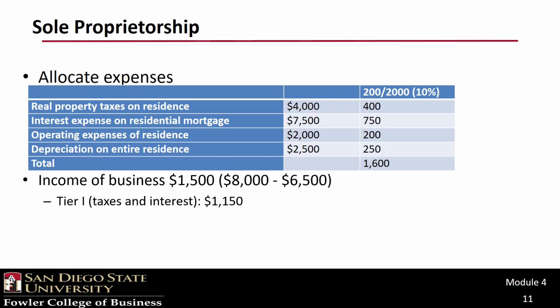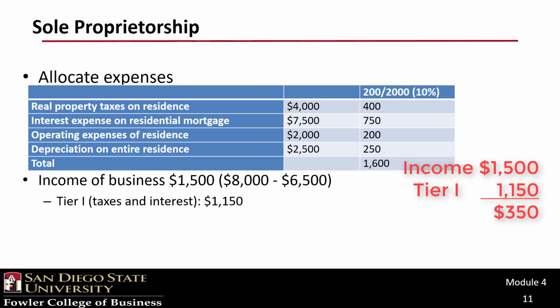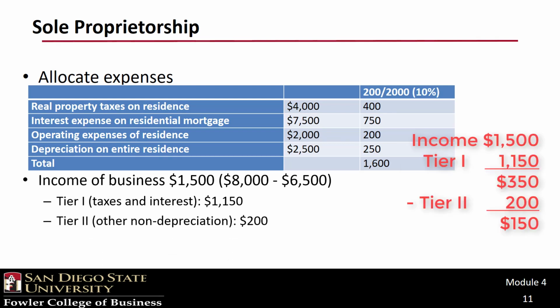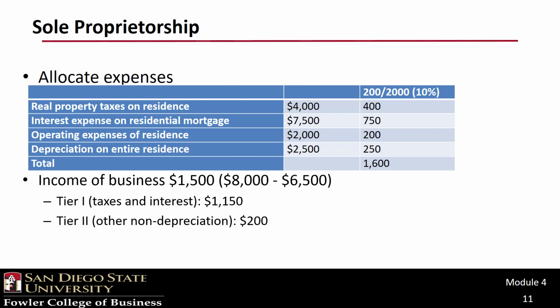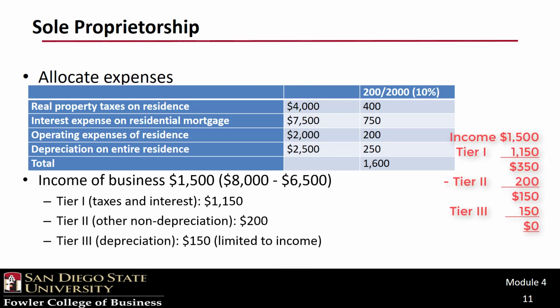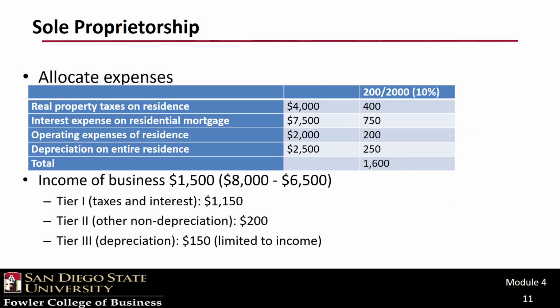In the case of Haywood, all of Tier 1 can be deducted, leaving $350 of income. Since Tier 2 is only $200, all of Tier 2 can also be deducted, leaving income of $150. However, only $150 of the Tier 3 depreciation is deductible. The remaining $100 of depreciation will be carried forward indefinitely.